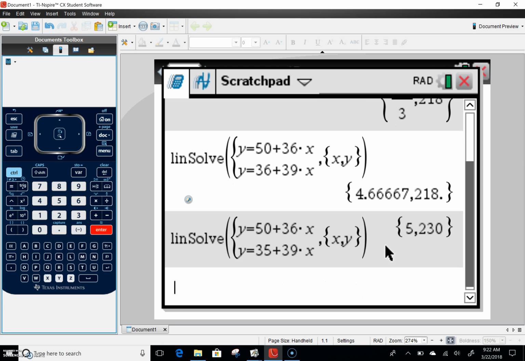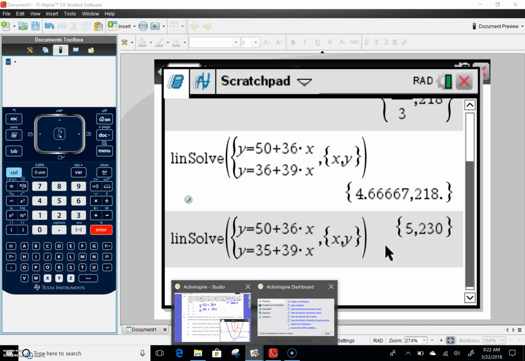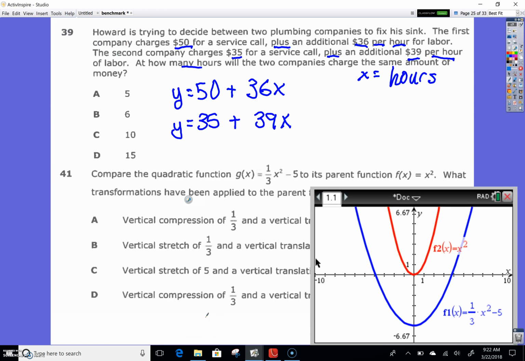Okay, and you can see it's 5 and 230. 5 is our x, 5 is our hours, 230 is the charge. So the question asks how many hours, so that's going to be A. Number 41, it says compare the two functions.